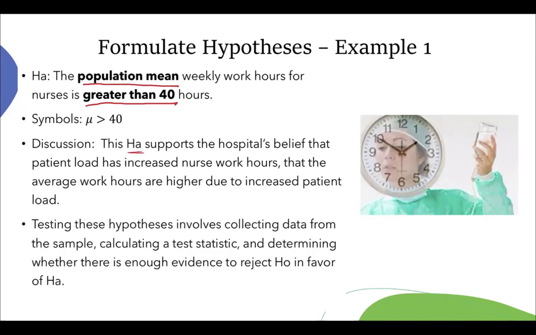Testing these hypotheses would involve collecting data from the sample, calculating a test statistic, determining whether there is enough evidence to reject H0 in favor of HA. So we would look at all these nurses' surveys, we would calculate the amount of hours they work, and we would see if it's significantly greater than 40.